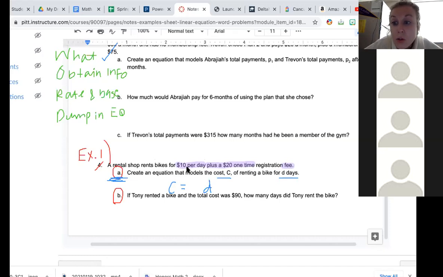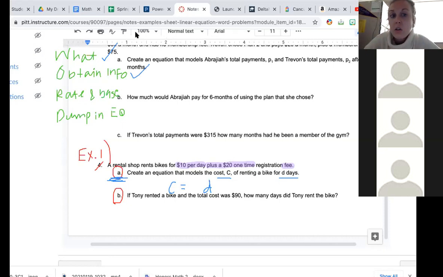Okay, good. Both of those things I highlighted have numbers in them, right? Why do you think I highlighted the numbers? Because we need them to go in the problem. Yes, that's what has to go into the problem. Honestly, anything else is kind of irrelevant. We need to know it's $10 per day plus a $20 fee, okay? So we just did obtain info. I know it's $10 a day, and I know there's a $20 fee to rent the bike. So now we're already on step 3. We need to figure out which of these numbers is the rate and which one is the base.